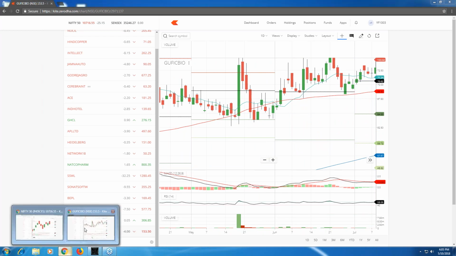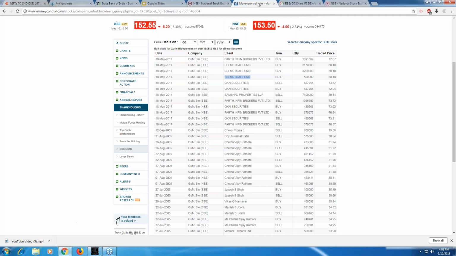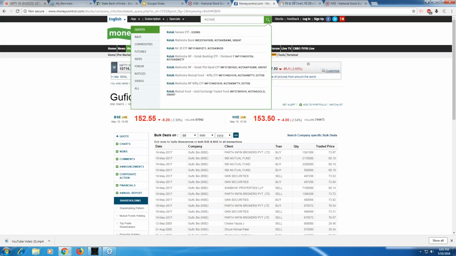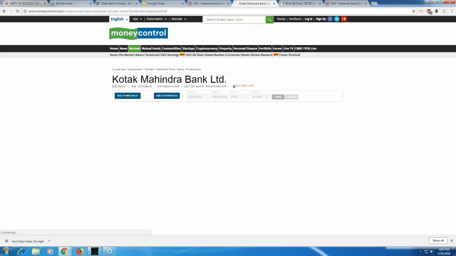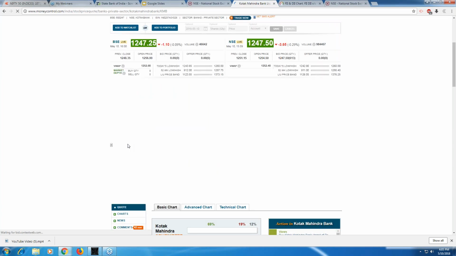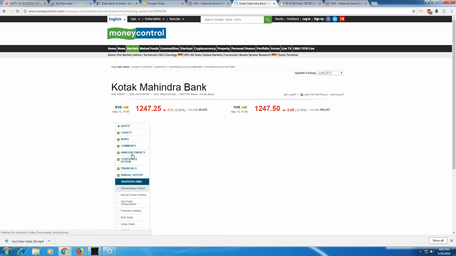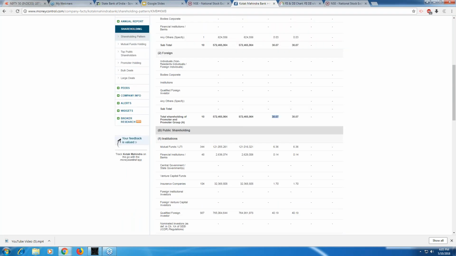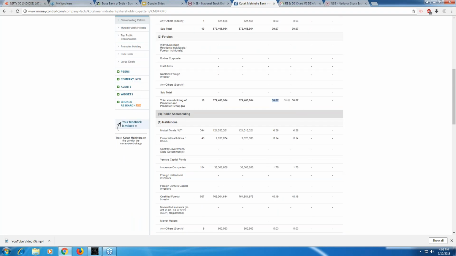I want to show you Kotak Mahindra Bank, right? What is happening in Kotak Mahindra Bank? Go to the Kotak Mahindra Bank's shareholding pattern. So according to the rules of bank shareholding patterns, the promoter cannot have a stake more than 30%. So this is how Uday Kotak holds 30%.